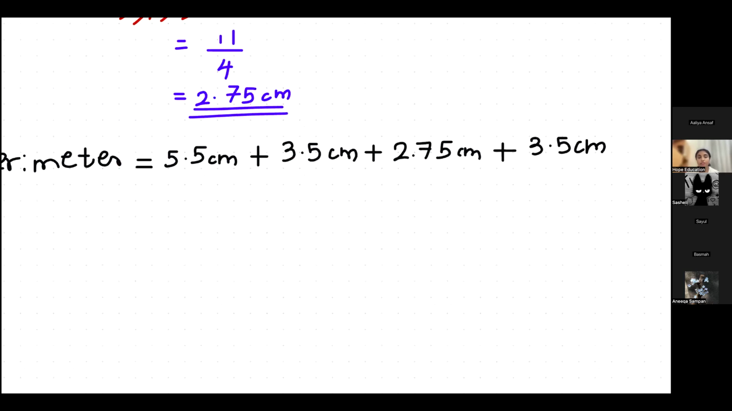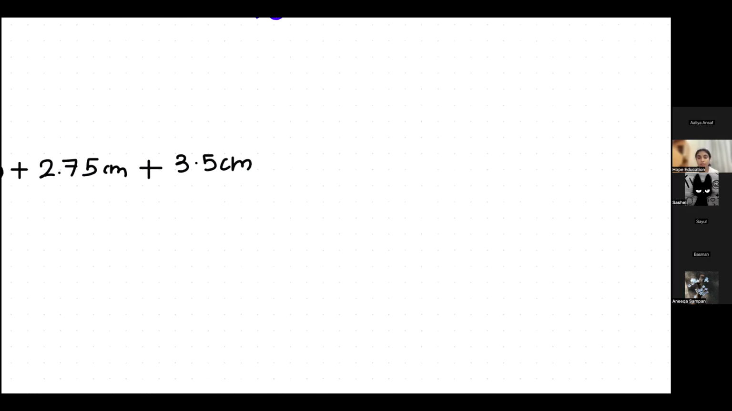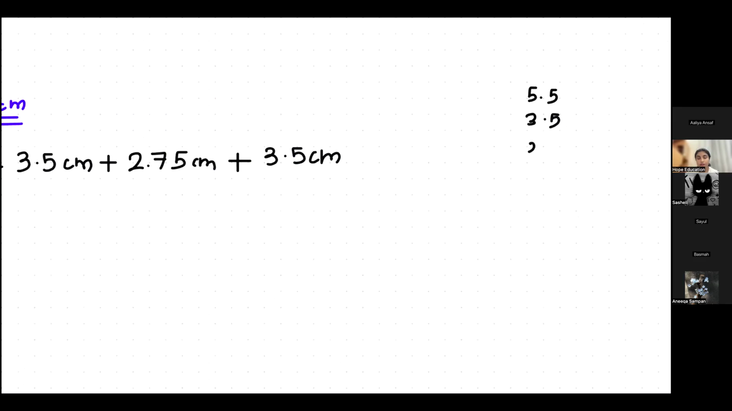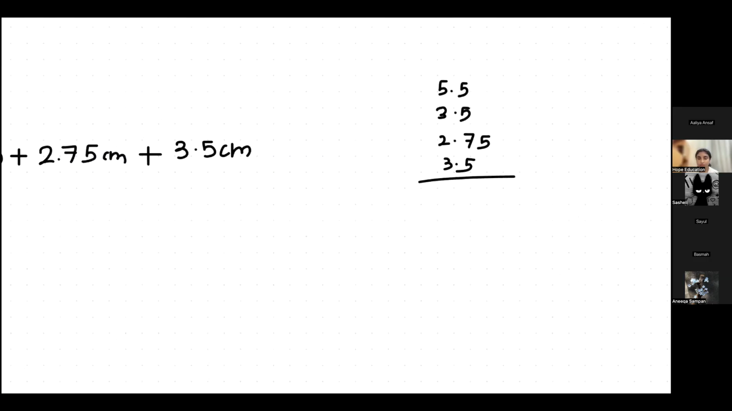Now we just have to add 5.5, 3.5, then 2.75, and again 3.5. Okay. So starting with the 5s: 5 plus 5 is 10. 10 plus 7 is 17. 17 plus 5 is 22.